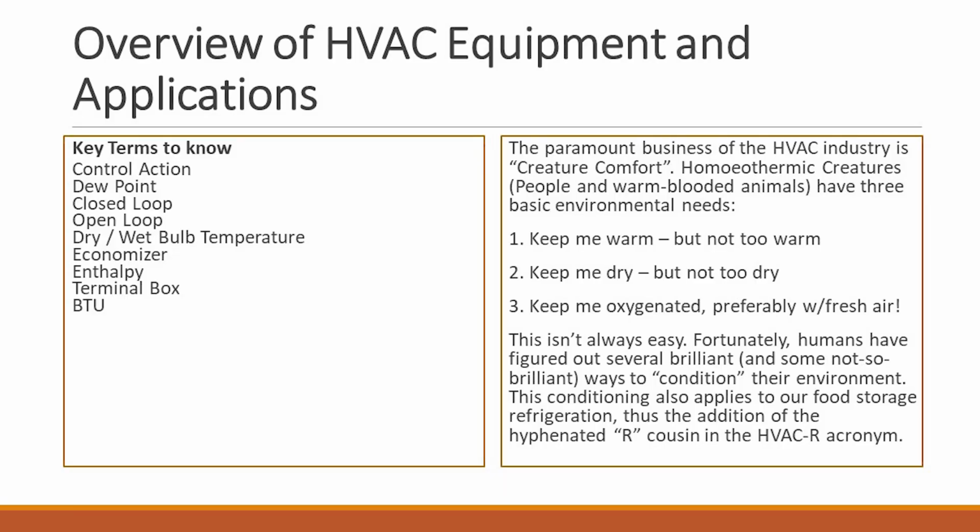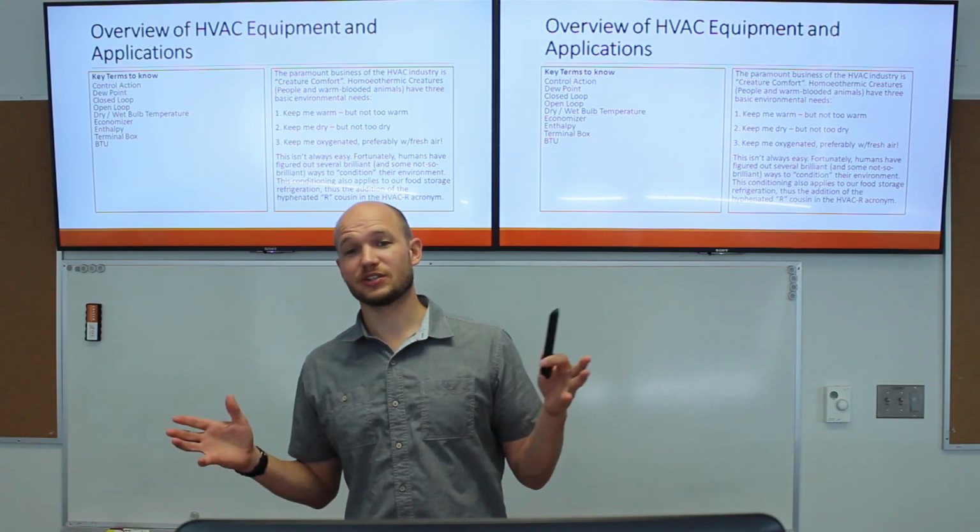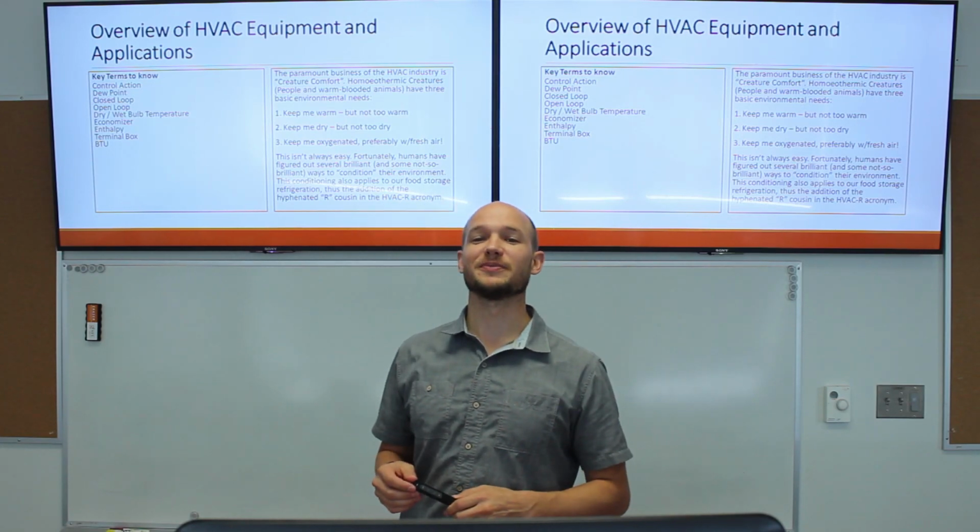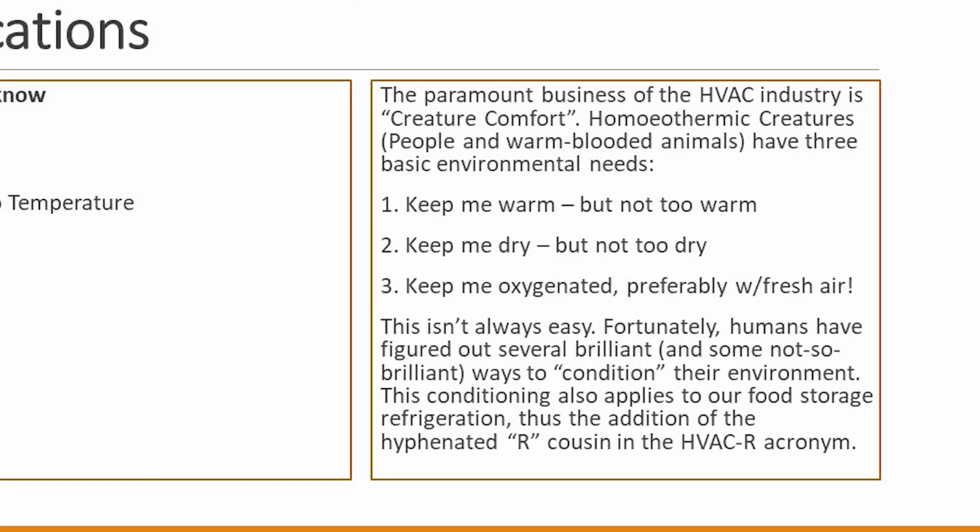So in this slide we have key terms to know. We're going to get into those a little more in depth on the next slide. But in the HVAC industry, there's a thing called creature comfort. So homeothermic creatures, people and warm-blooded animals, have 3 basic environmental needs. Keep me warm but not too warm, keep me dry but not too dry, and give me oxygen. Keep me oxygenated. Is that a word? I don't know. Preferably with fresh air.